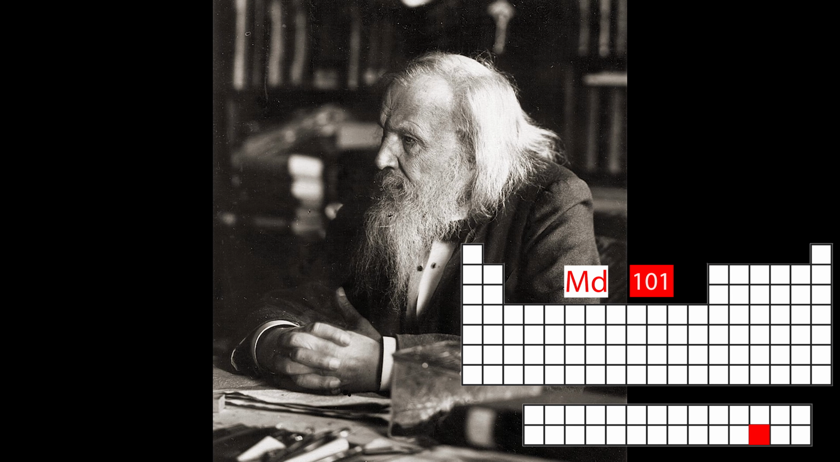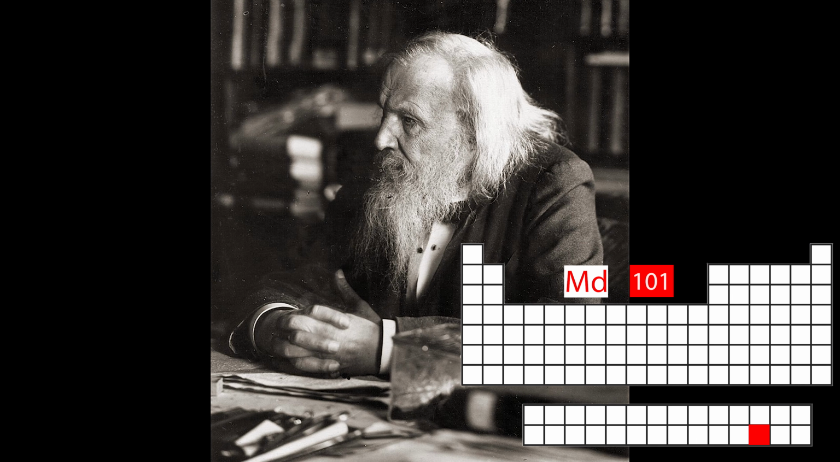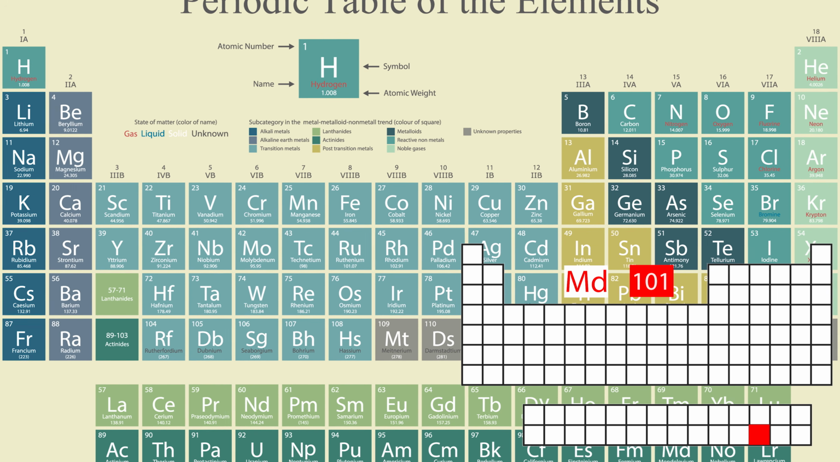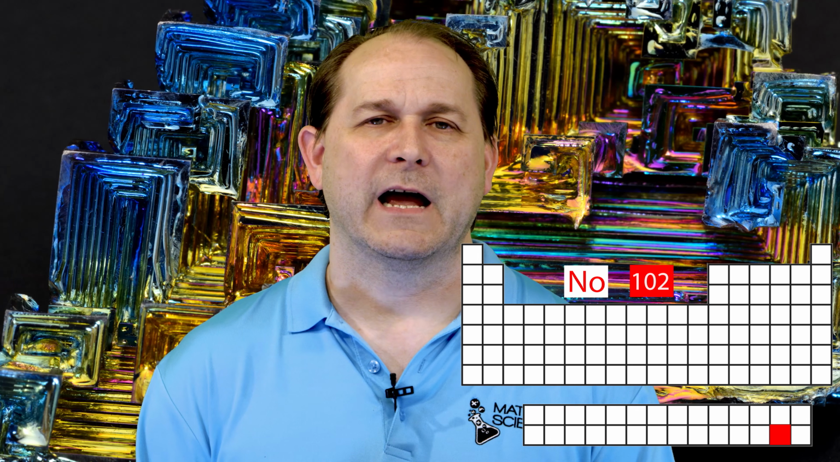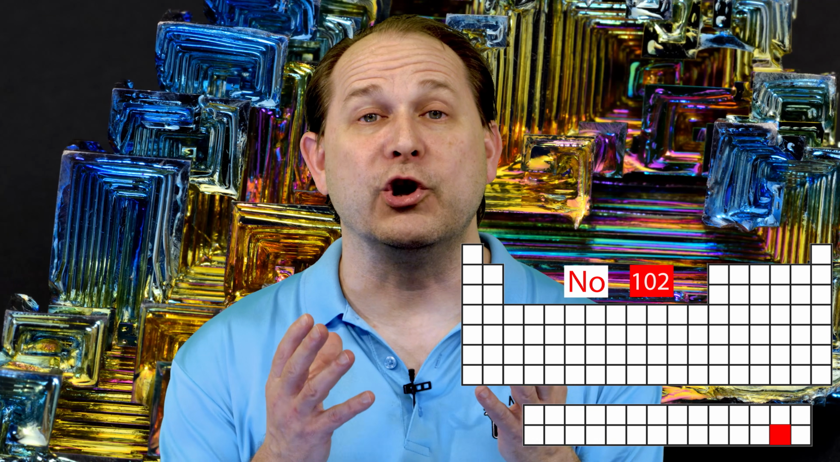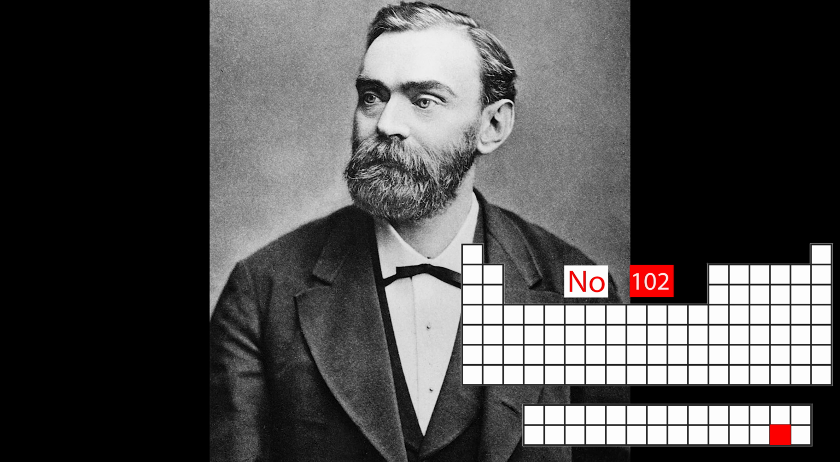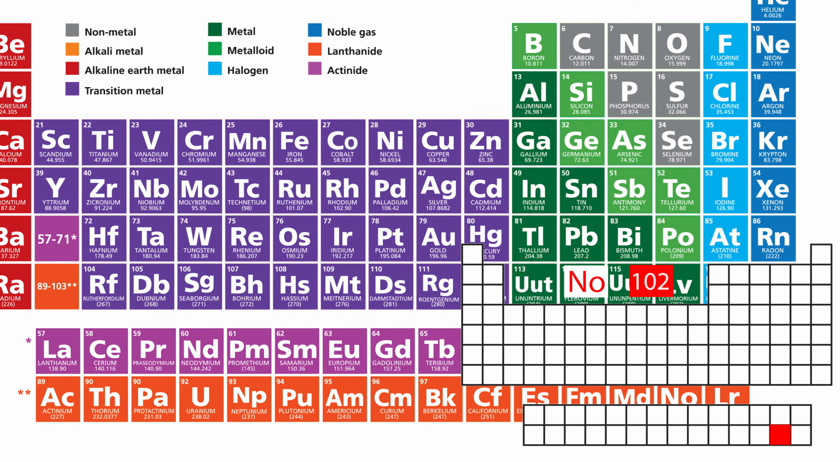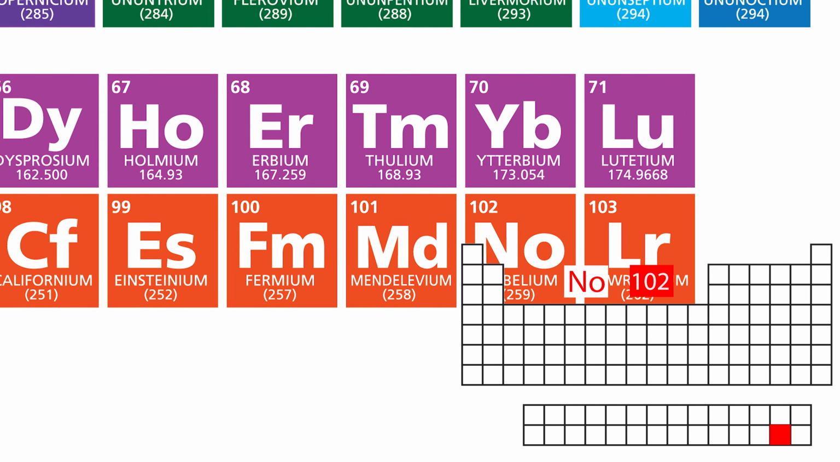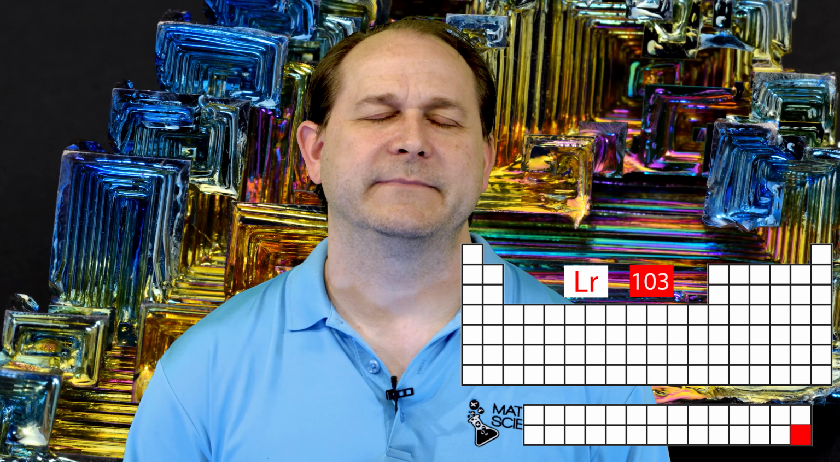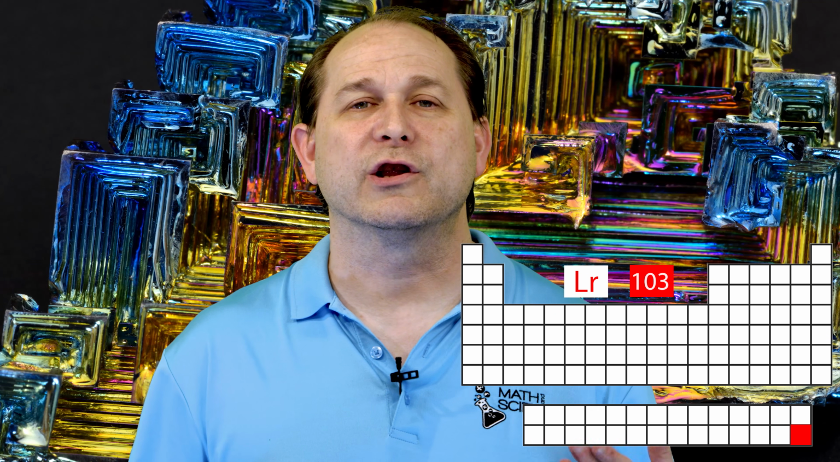Fun fact, as you might have guessed, it was named after Dmitri Mendeleev, who created the periodic table of the elements. Element number 102 is called nobelium. It was named after Alfred Nobel of Nobel Prize fame, and its discovery was disputed between American, Swedish, and Soviet scientists. Element number 103 is called lawrencium.